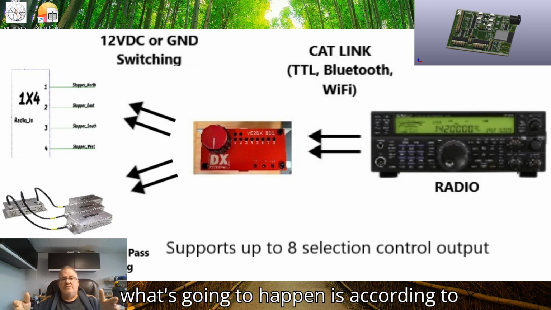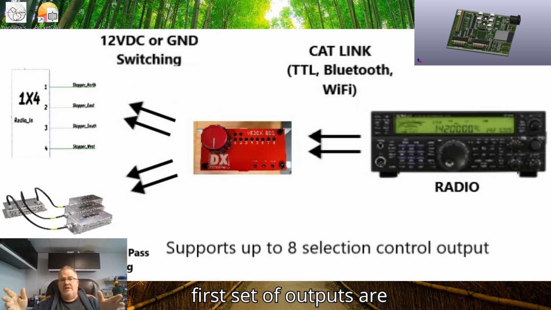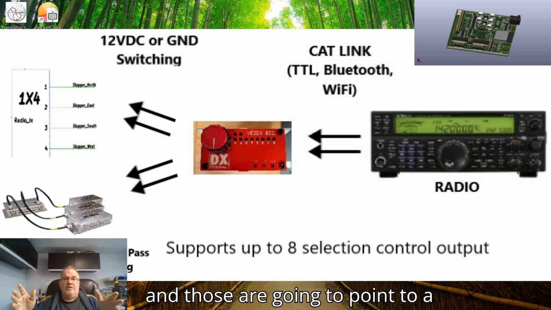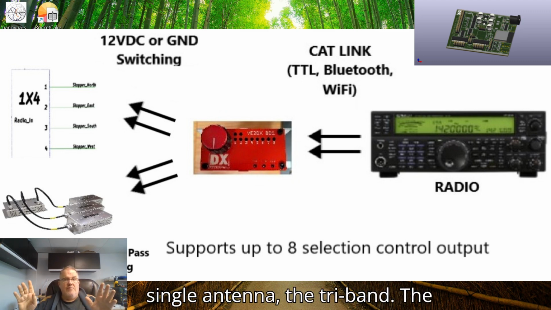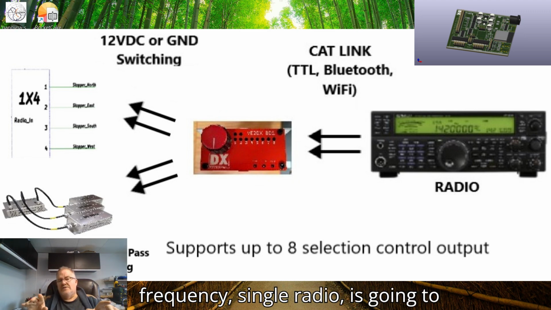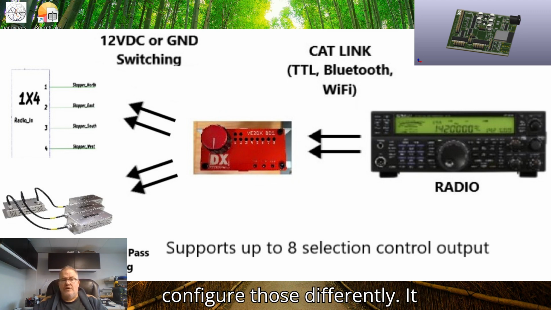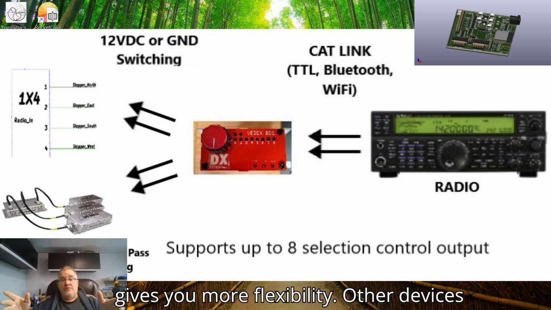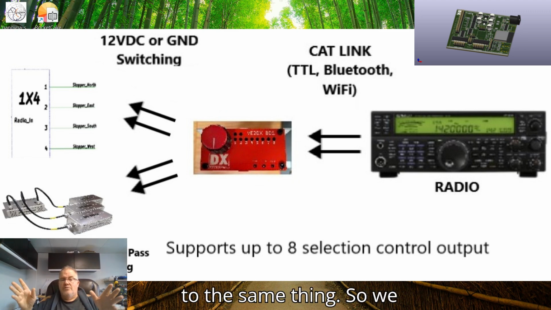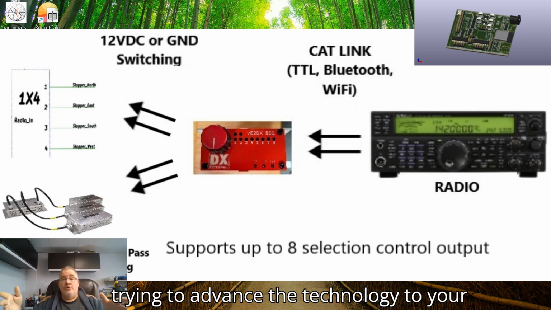Okay, so in that case, what's going to happen is, according to the table that you created, the first set of outputs are going to trigger the remote relays, and those are going to point to a single antenna, the tri-band. The second set of outputs for the same frequency, single radio, is going to point to different bandpass filters according to the band. So you're going to configure those differently. It gives you more flexibility. Other devices that do similar things, they both point to the same thing. So we are trying to, again, as always, advance the technology to your advantage.